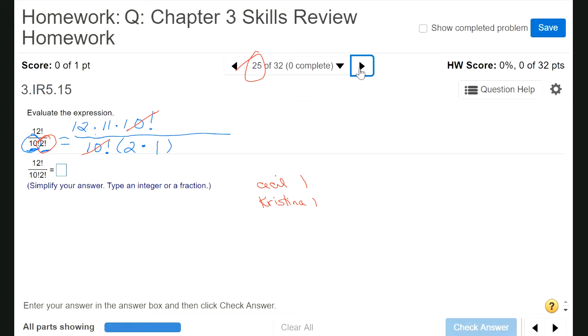So now I've ended up on top with 12 times 11, and on the bottom, I have 2 times 1, which is just 2. Now I'm going to do 12 times 11 and divide by 2. Or you can cancel, if you guys know how to do this. I know that 2 goes into 12 6 times, so I can cancel that 2 into the 12 and get 6. There you go, Cecil. He won. I didn't even ask a question yet, and he got it. So you got 6 times 11, which is 66, just like Cecil said. Good job.